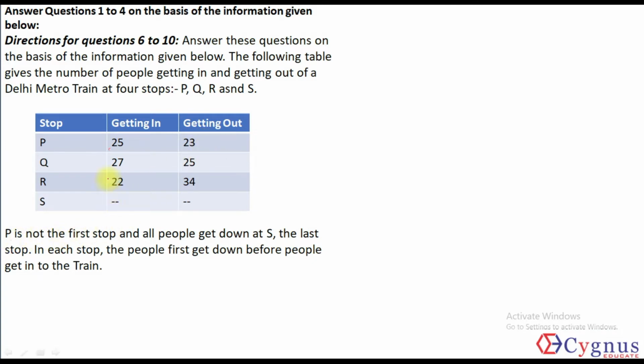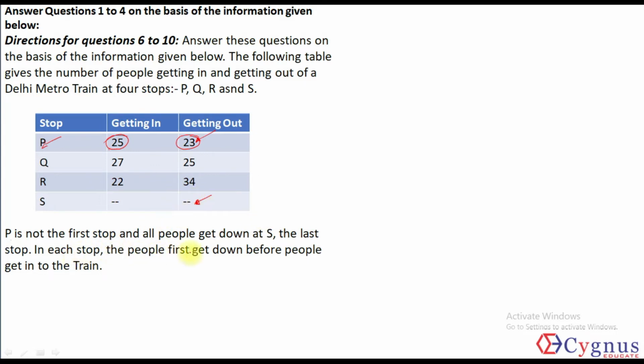P is not the first stop. So this is not the first stop. How many people will get in here? 25. And how many people will get out here? 23. So they must have boarded before station P. Yes or no? And all the people get down at S. All the people will get down at this station. That means this must be the last stop.